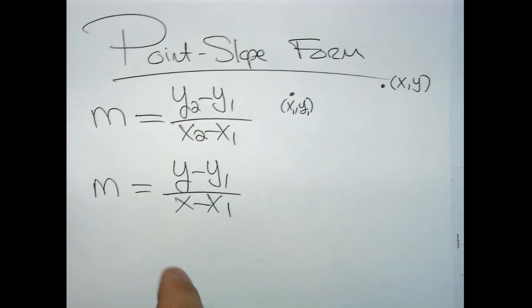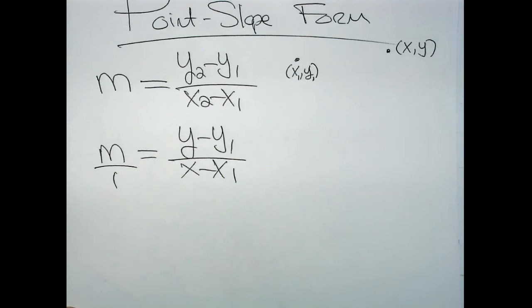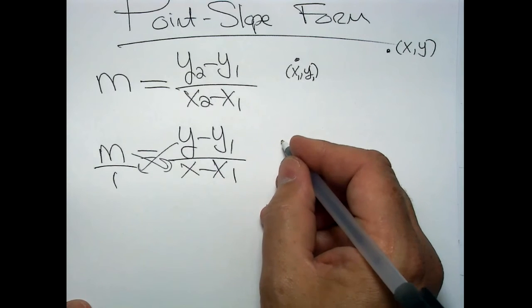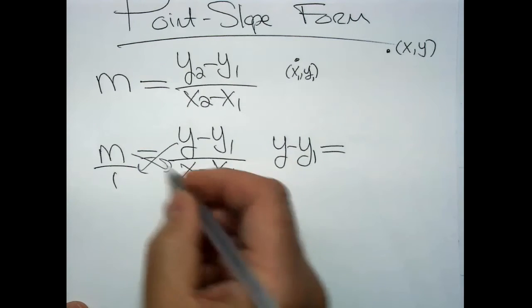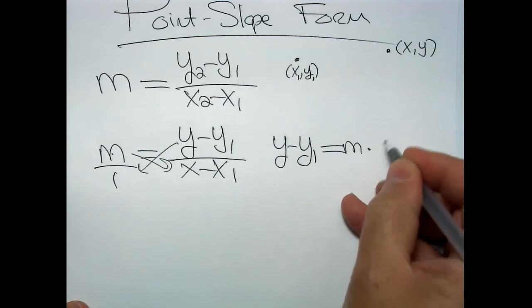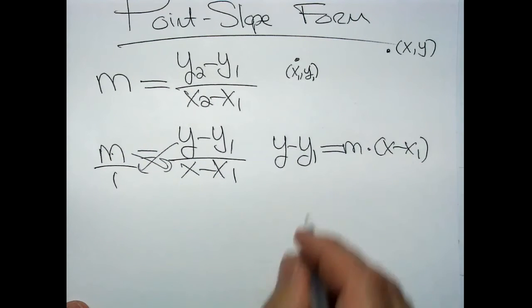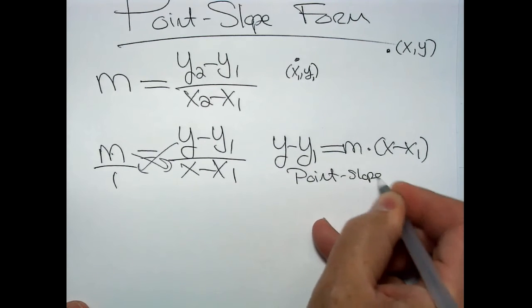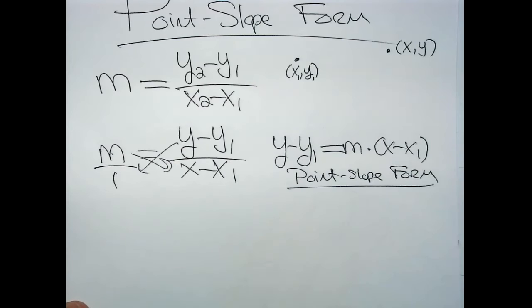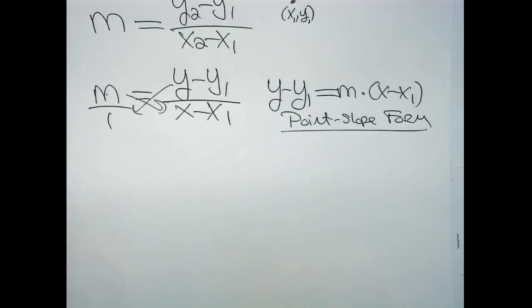What if I were to, well, cross-multiply here to here? I'm allowed to do that. So this times 1 is y minus y1 equals m times x minus x1, and we've literally just discovered point-slope form. All right, point-slope form, where do we use point-slope form?